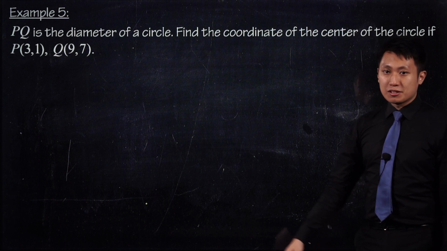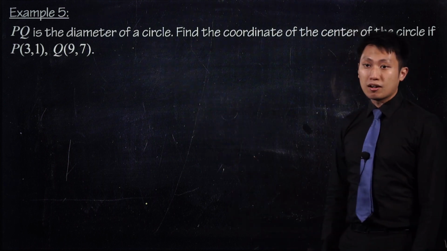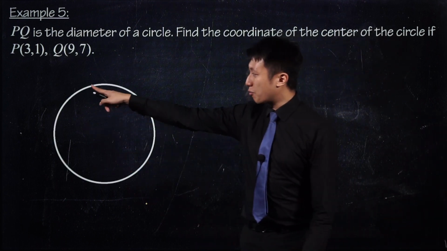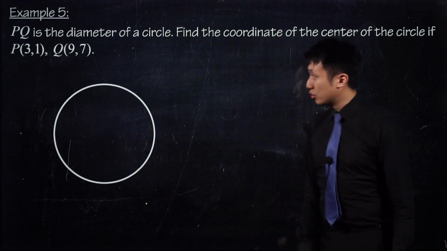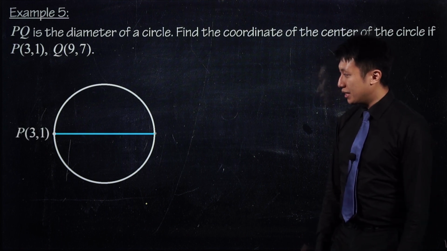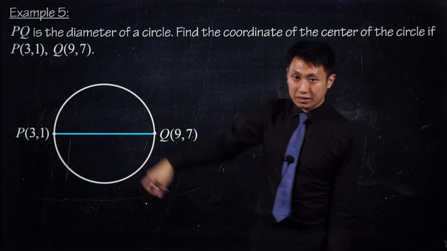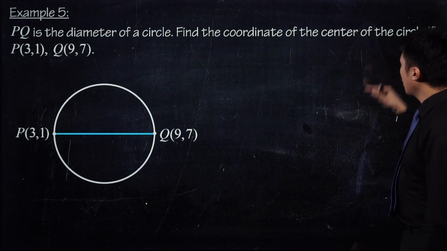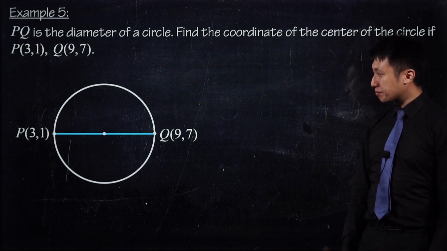Next one here again. So something about shape, coordinate geometry. PQ is the diameter of a circle. What does it mean? So you have a circle. Diameter means from one end to the other end, and it's not somewhere in between, right? So it looks like this. This one to this one, PQ. So this one is the whole diameter. Half is called radius. Find the coordinate of the center of the circle.